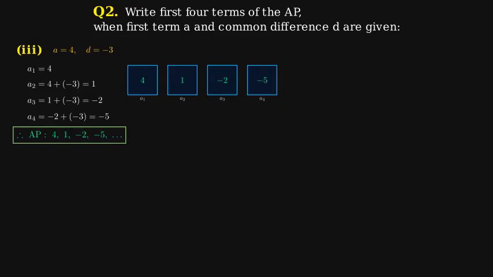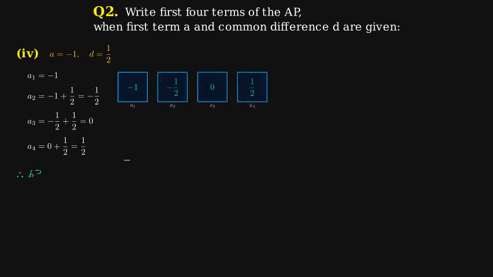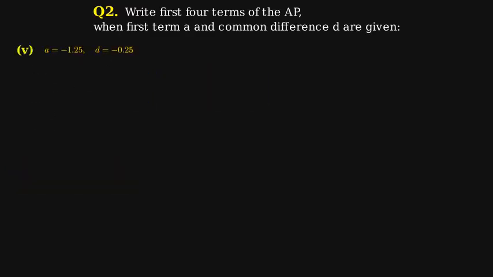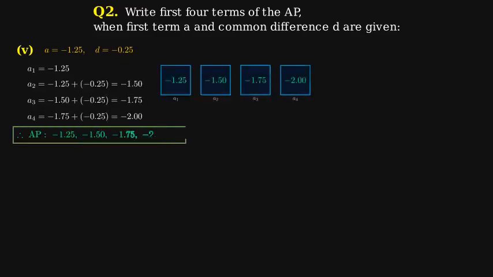4. a equals minus 1, d equals 1/2, terms are minus 1, minus 0.5, 0, 0.5. 5. a equals minus 1.25, d equals minus 0.25, terms are minus 1.25, minus 1.5, minus 1.75, minus 2.